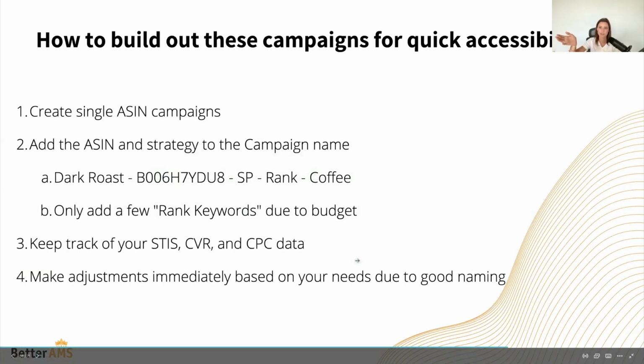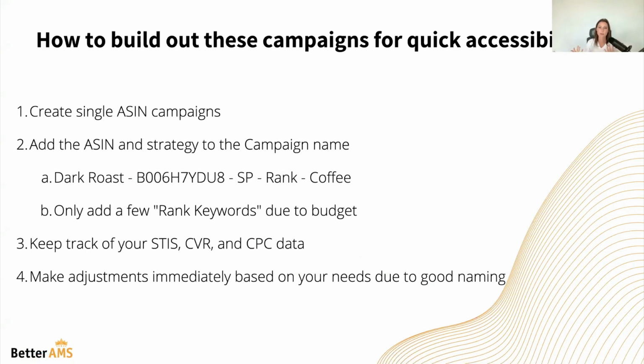A few additions to the slide we covered earlier is how do we build out these campaigns? Put rank within the campaign name, and only target 1 to 2 keywords. That way I can control my budget. I can say, hey, I want to spend $500 a day on this keyword. If it doesn't perform well, lower your budget. If it does perform well, scale your budget. Keep track of all of the data and then make adjustments immediately because you have good naming. If you have good nomenclature, it's so easy to go into Ad Console, identify the strategic campaigns you have and make adjustments based off your overall goals.